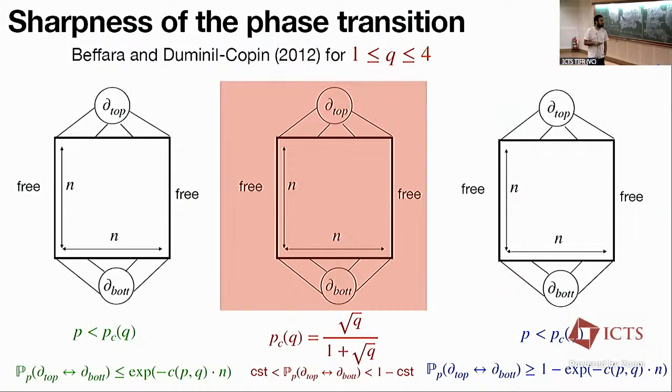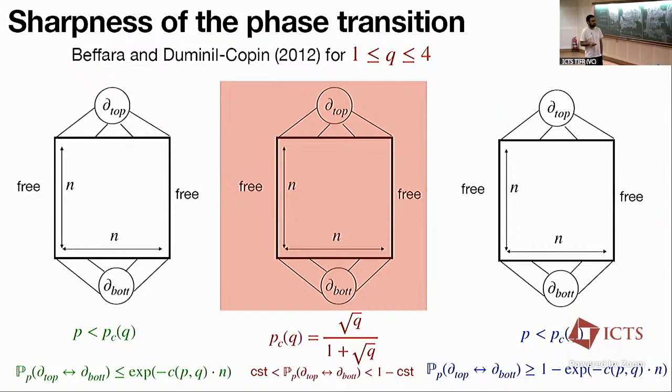If p is smaller than the critical value, which is actually a self-dual value, it was guessed a while ago, in the 80s or 90s, but there was a rigorous proof by Beffara and Duminil-Copin. They really proved this kind of dichotomy of behavior.